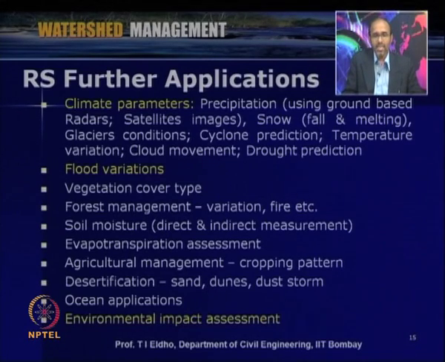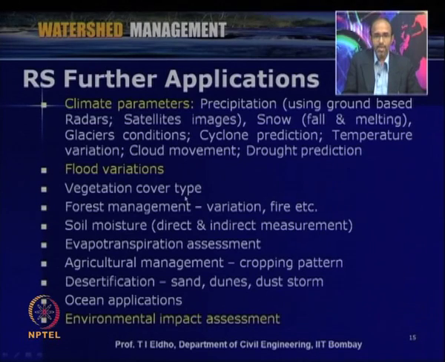And then the temperature variation we can obtain through modern remote sensing satellites. Then, as I mentioned, cloud movement or drought prediction. So as far as weather predictions or climate parameters are concerned, we can use remote sensing satellites in a huge way for various cases. And then some other applications like flood variations: if for a particular area a flooding situation takes place due to rainfall or breaching of a dam, how the flood is progressing, all those variations we can easily obtain from the remote sensing data.